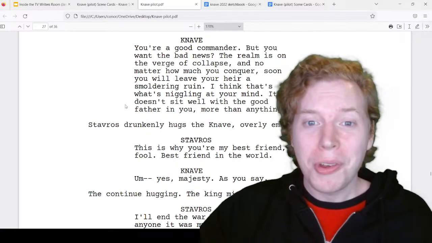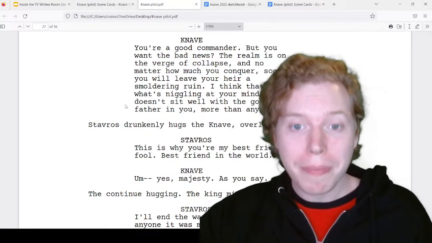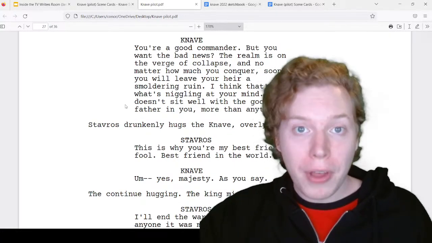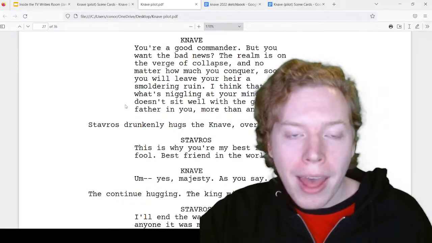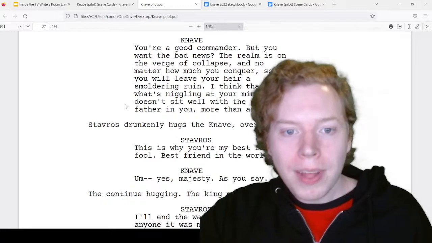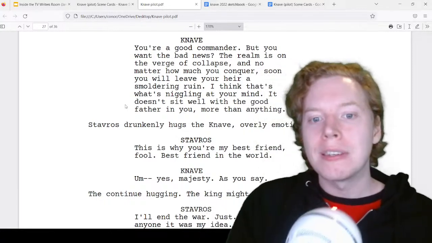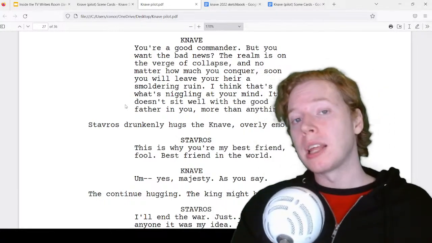True enough. You're a good commander, but do you want the bad news? The realm is on the verge of collapse, and no matter how much you conquer, soon you will leave your heir a smouldering ruin. I think that's what's niggling at your mind. It doesn't sit well with the good father in you more than anything.